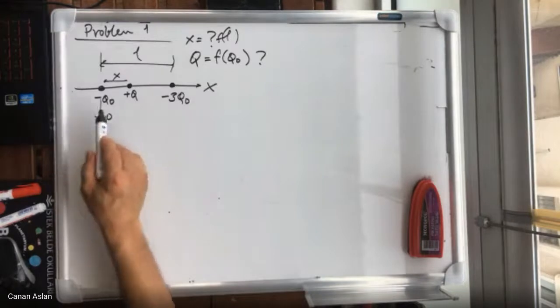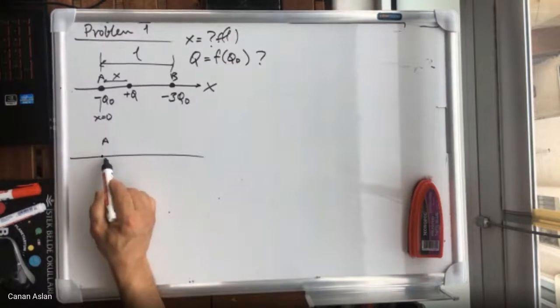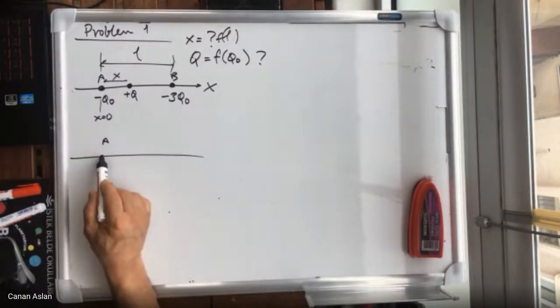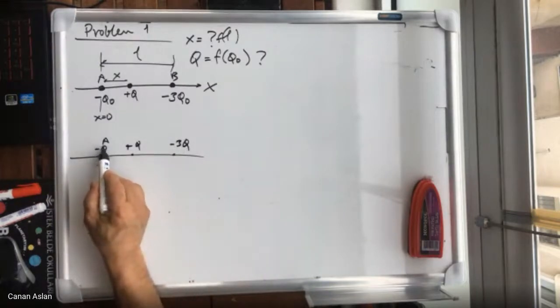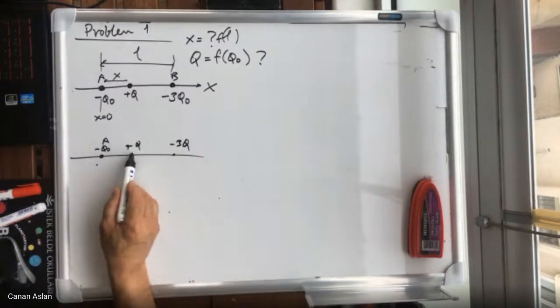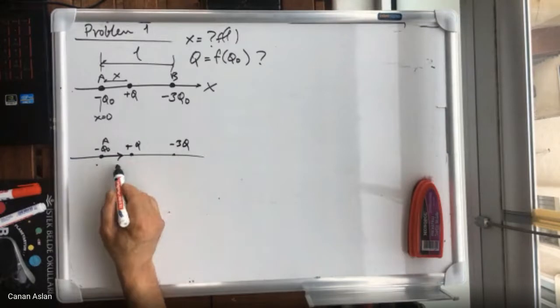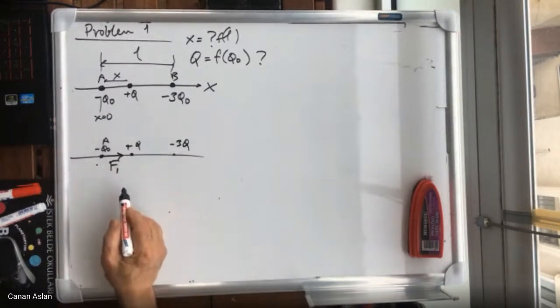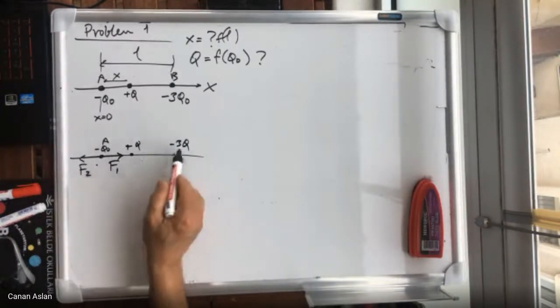So now let's concentrate on this charge A. This is B. If you look at charge A, we have negative Q there, minus Q0. Because this is plus Q and this is minus 3Q, plus attracts, so the force due to this one will be F1, to the right. And then F2 will be this way because minus pushes minus. So F2 will be due to this minus 3Q.